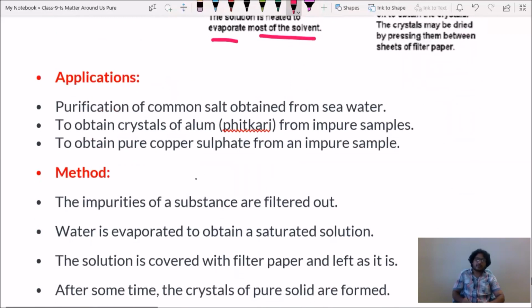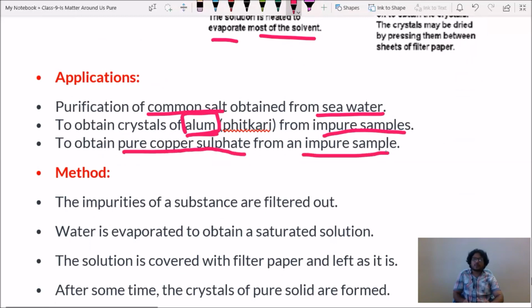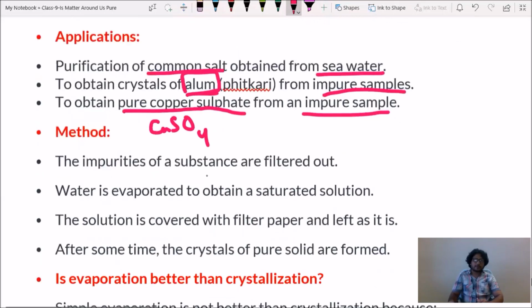Applications where it is used: purification of common salt obtained from seawater. You can use this technique to get pure common salt. To obtain crystals of alum from impure samples; alum is a substance used to clean water. To obtain pure copper sulfate from an impure sample. If you want to separate CuSO4 crystals, pure copper sulfate crystals, you can use this technique.